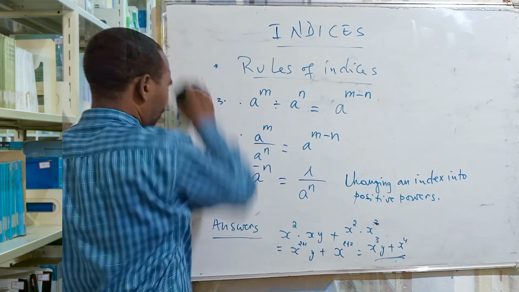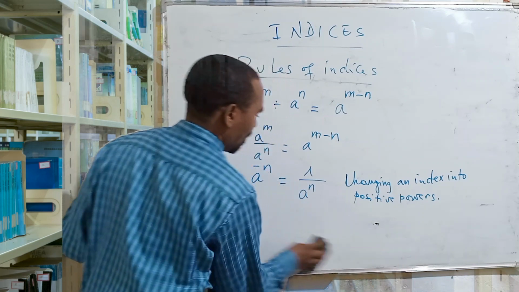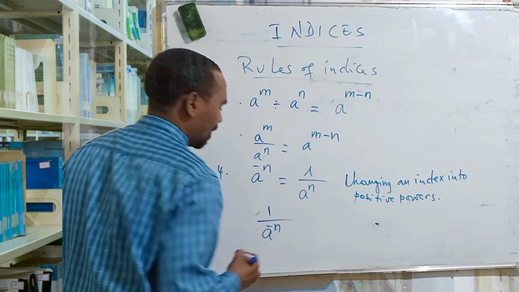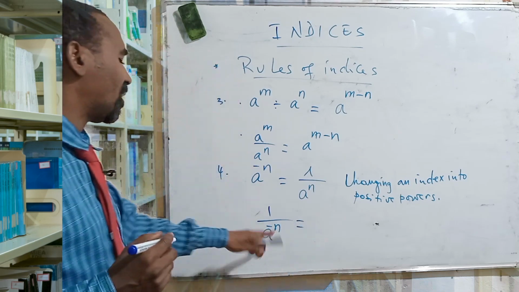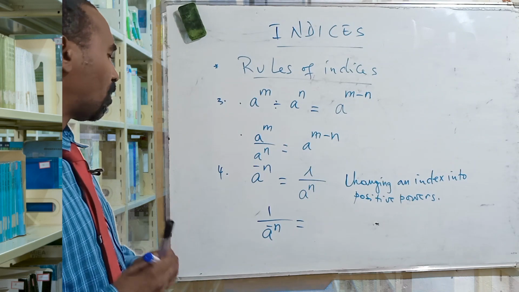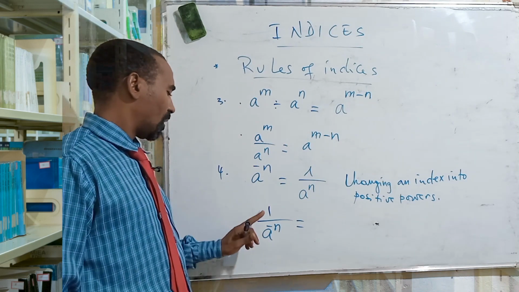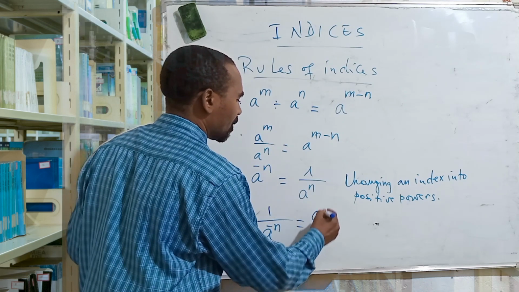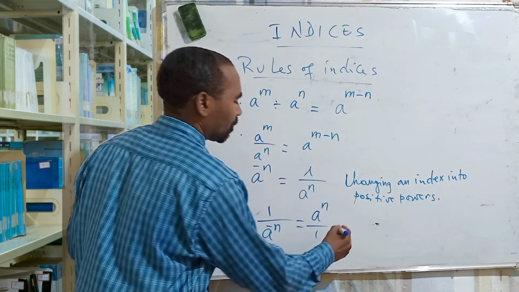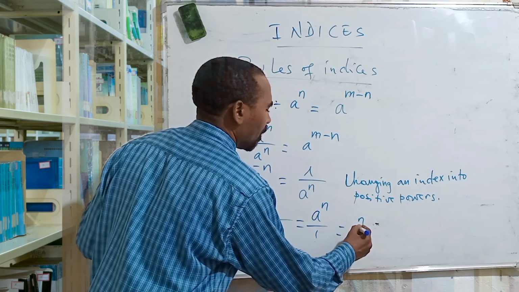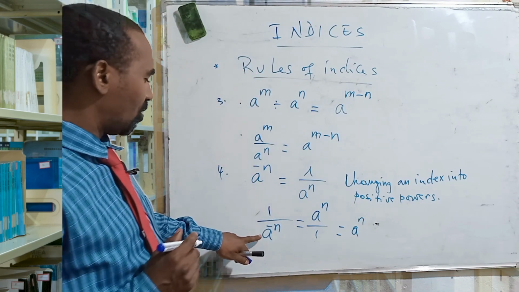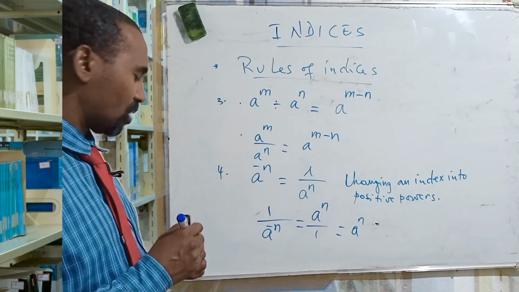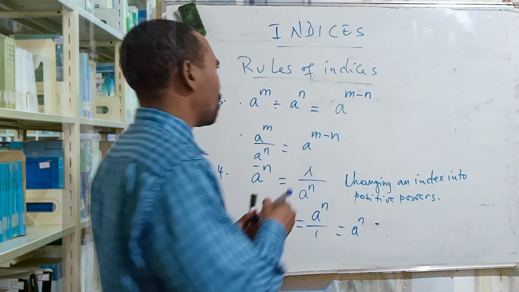This one can also be used on the other side. You can have 1 over a negative power. How do we convert this one into a positive power? This one is in the denominator. It changes position from denominator to numerator and it becomes a positive power. Simply, it is a power n. You see, we don't change the sign of the base, but we change the sign of the power.